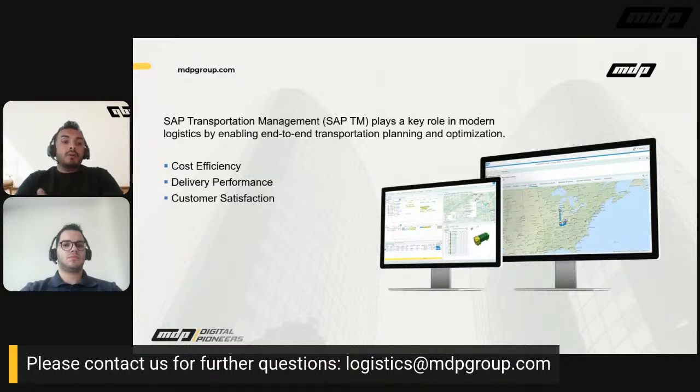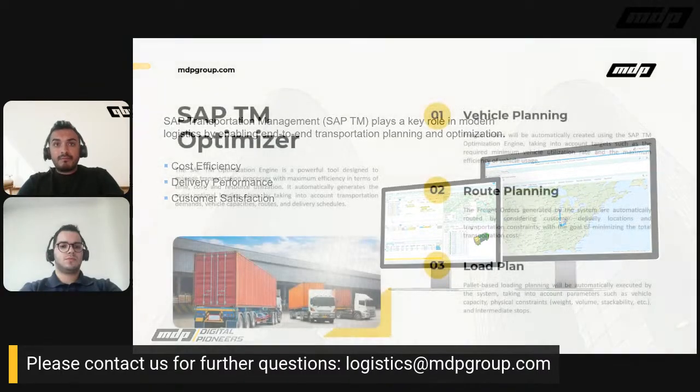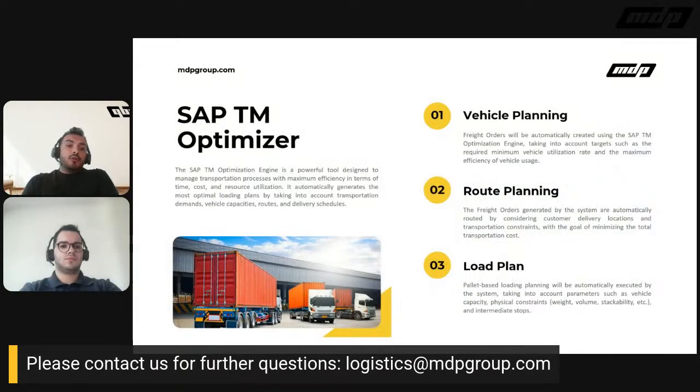And also, what we're going to be covering today mostly is the optimization engine. It is one of the most powerful features of SAP TM, and all of these processes aim to achieve customer satisfaction and, at the end of the day, efficiency in your transportation processes. Specifically about the optimizer, what I can say is that it is a quite powerful tool. These are just some examples of its everyday usage.